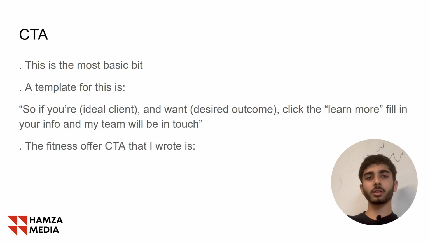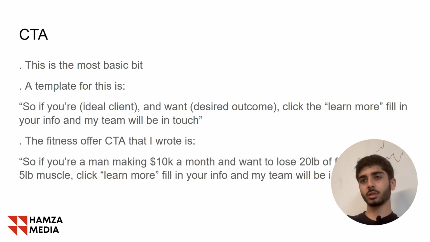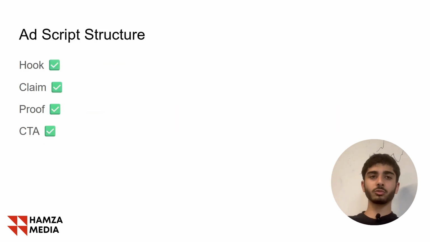The fitness offer call to action that I wrote was, so if you're a man earning 10k a month and want to lose 20 pounds of fat and add on 5 pounds of muscle, click Learn More, fill in your info, and my team will be in touch, okay? So that was a little speed run of the ad script structure, right? You can go back, reverse it, download the template, and take your time with it.